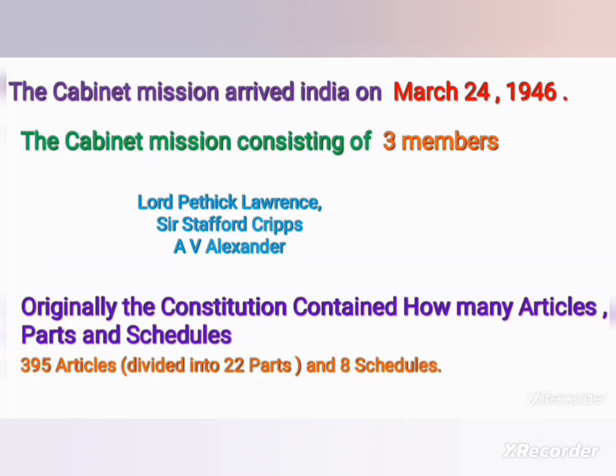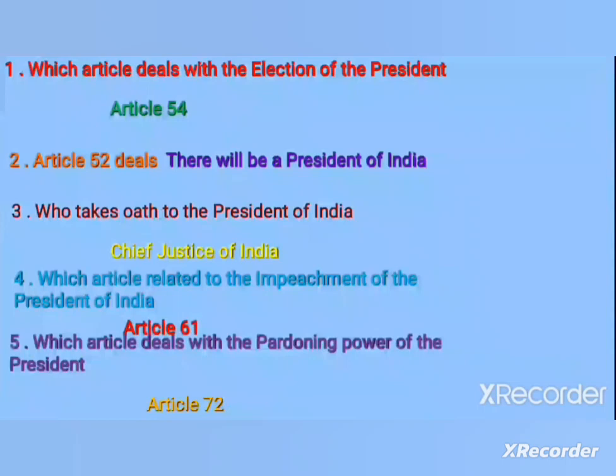Originally, the Constitution contained how many articles, parts and schedules? 395 articles divided into 22 parts and 8 schedules. Which article deals with the election of the president? Article 54. Second, Article 52 deals there will be a President of India. Third one, who takes oath to the President of India? Chief Justice of India. Fourth question, which article is related to the impeachment of the President of India? Article 61. Fifth question, which article deals with the pardoning power of the President? Article 72.